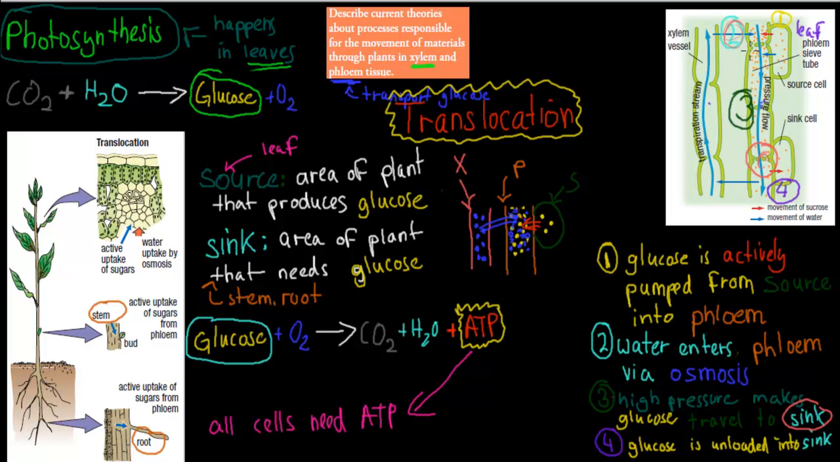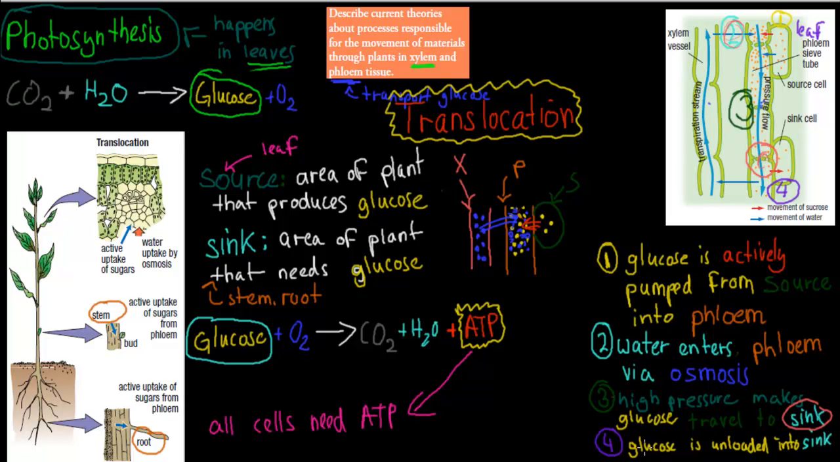From there, water enters phloem via osmosis, through xylem from next door. So now the third step is we've got the water and the sugar all in our tube, which means we've got lots of pressure. So that pressure is going to make it go from a high pressure area into a low pressure area. And the low pressure area is right next to our sink.